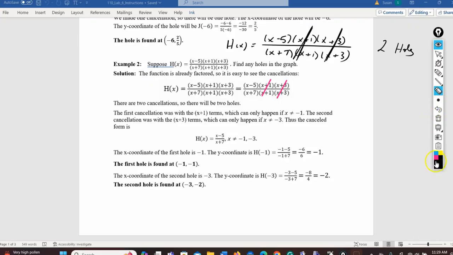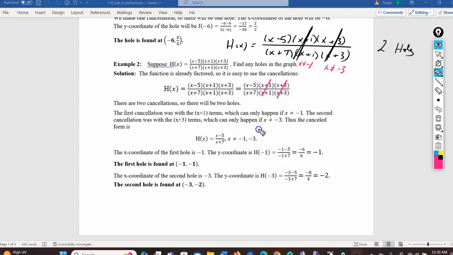Now, I could only make these cancellations if x was not equal to -1, because if it is equal to -1, I get 0 over 0 and the thing blows up. And I could only make this cancellation here if x was not equal to -3.